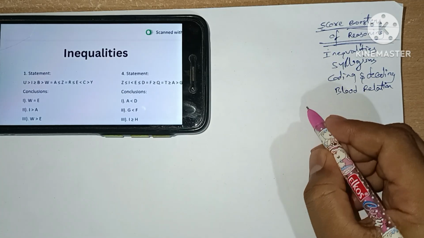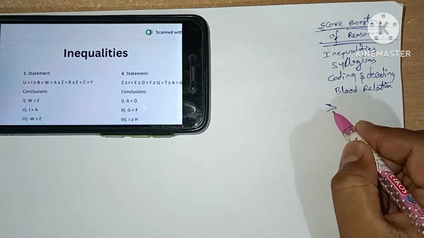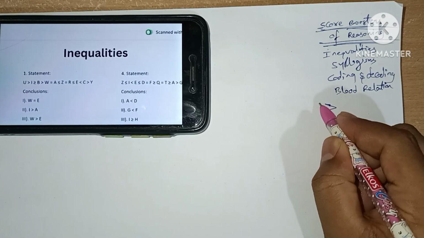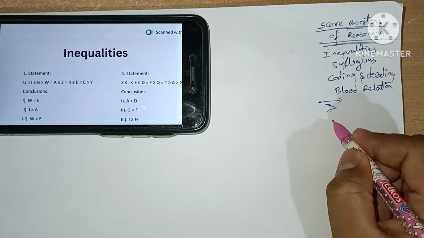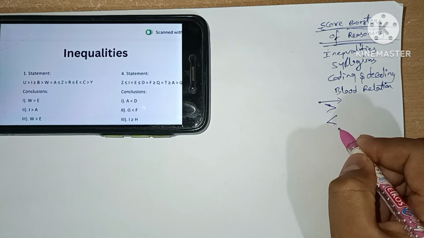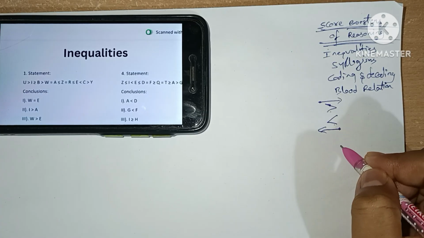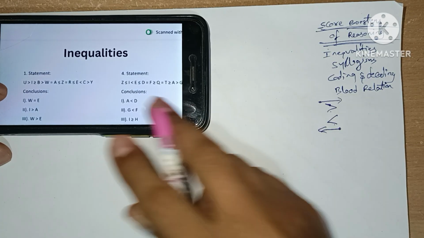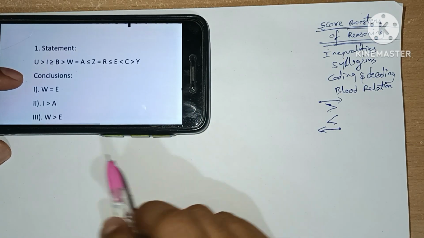Here, in inequalities, the concept we use is the flow method. If we see a symbol like this, it means the flow from this side to this side. If we see a symbol like this, it means the flow from this side to this side. Okay, let's see the questions and understand this concept clearly.